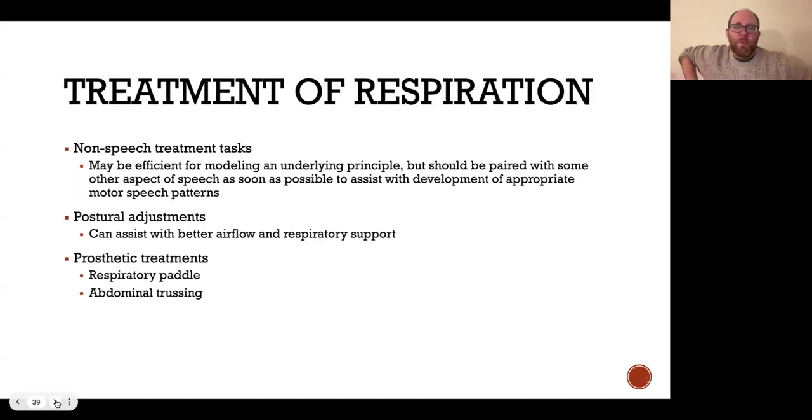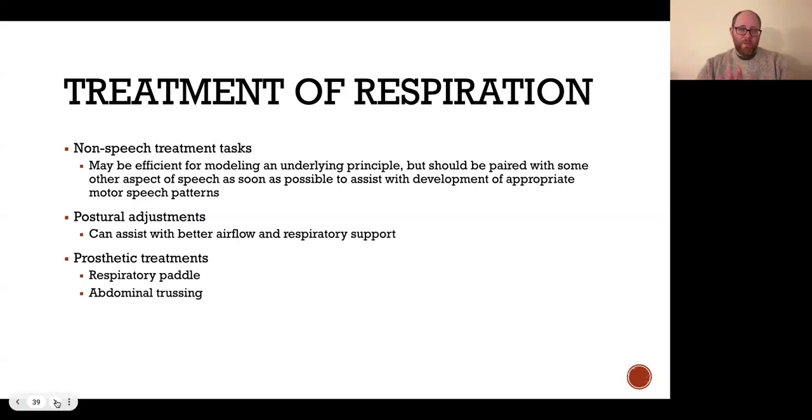As far as the treatment of respiration goes, I wanted to give a word on non-speech treatment tasks. I may talk about them a little bit later, but non-speech treatment tasks should really only be used sparingly and to model something as an underlying principle, because you really want to be functional in the treatment of motor speech disorders, no matter what subsystem you're working on. And doing non-speech tasks doesn't really do anything for speech. There's a lot of good research and bodies of good research on that.